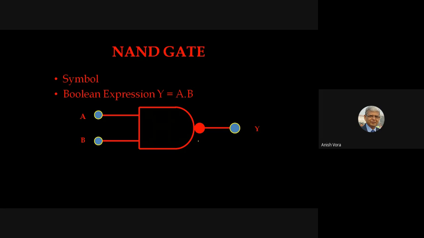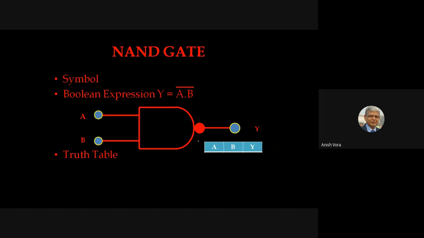If we write a Boolean expression, Y is equal to A dot B. A dot B is the Boolean expression for the AND gate. But now we have to write (A dot B) bar. Then it becomes the Boolean expression for the NAND gate, right?